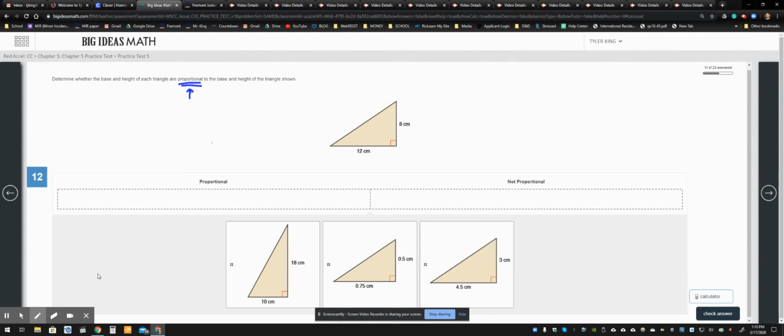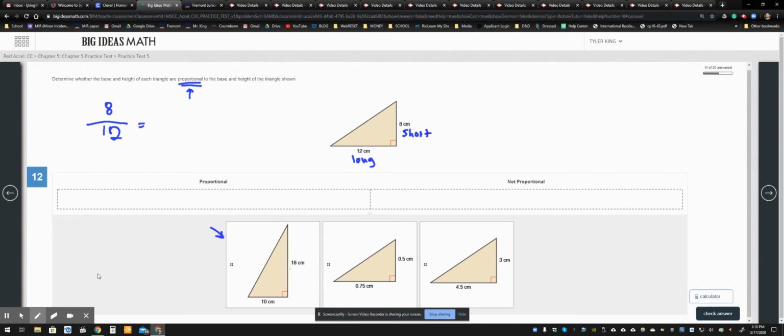Okay, so looking at this, we're going to see that this is the short side and this is the long side here. So let's just keep an eye on those, okay? Because when we're talking about base and height, they're kind of interchangeable, but we do want to make sure that we're matching up pieces correctly. So when we're looking at this, we can set up our first proportion here. We can say it's 8 over 12 because it's the short over the long, and we're going to check it against this one here.